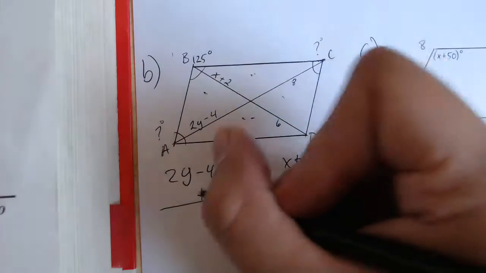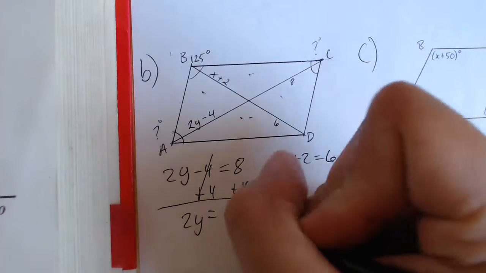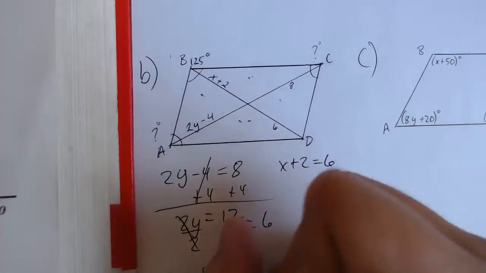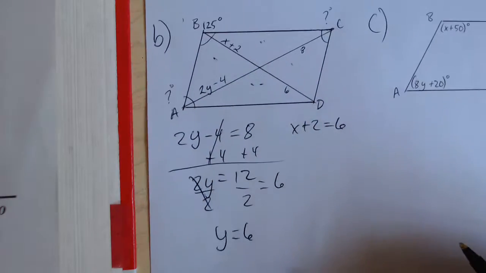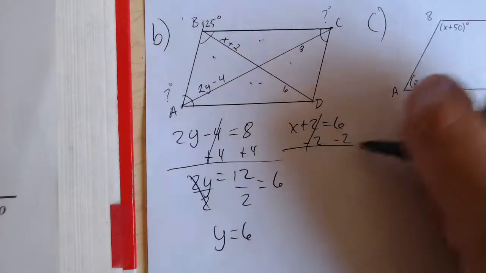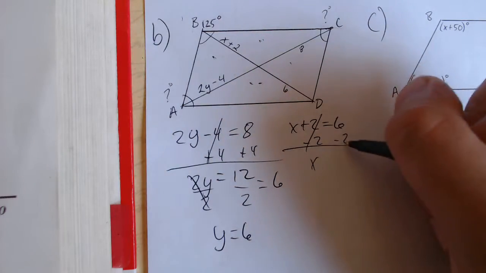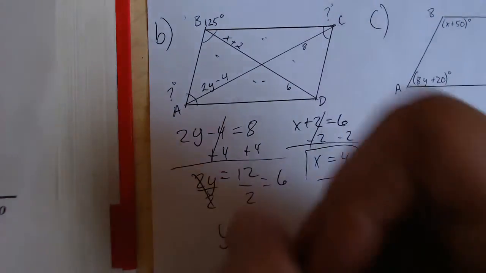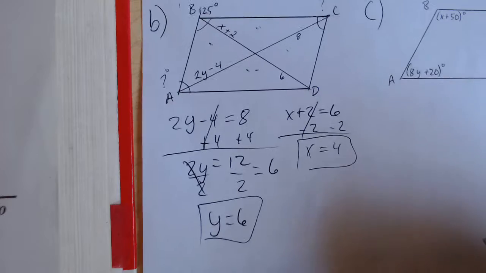Add 4 on each side of that one. We get 2y equals 12. Divide by 2. Y equals 6. Same thing on this one, much easier. Subtract 2 from each side. X equals 4. So y equals 6, x equals 4. We've got the first half done.